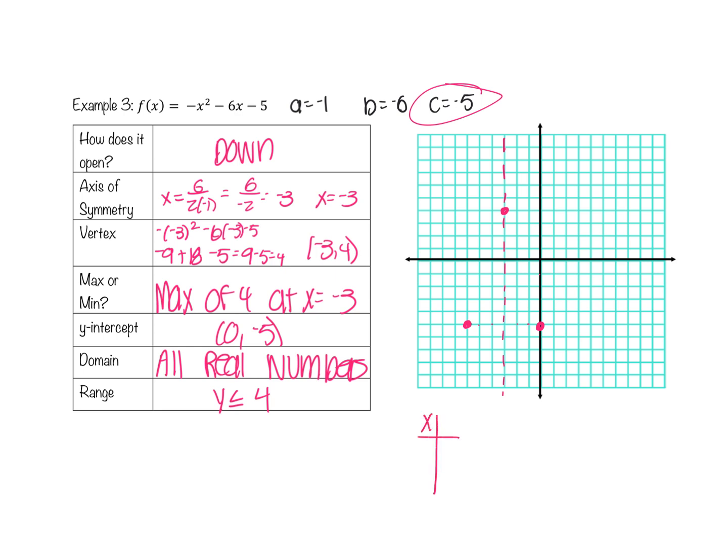To find another value, let's plug in negative 1 this time. Again, it doesn't matter, just try to plug in numbers that are around your vertex. So I get the opposite of negative 1 squared minus 6 times negative 1 minus 5. Negative 1 squared is 1. The opposite of that is negative 1. Negative 6 times negative 1 is a positive 6. Negative 1 plus 6 is 5. And then 5 minus 5 is 0. So I get negative 1, 0. Then I can reflect that over, and then I'm going to draw in my parabola.